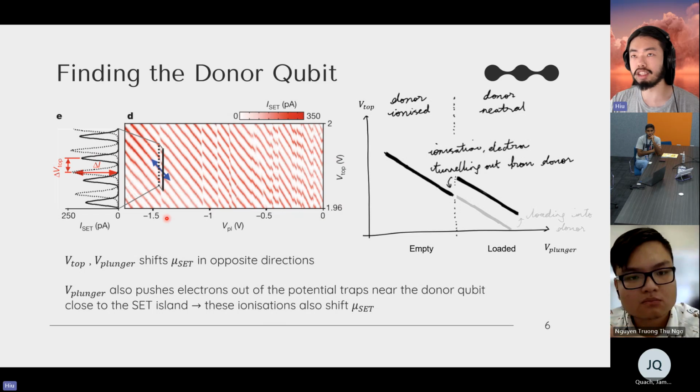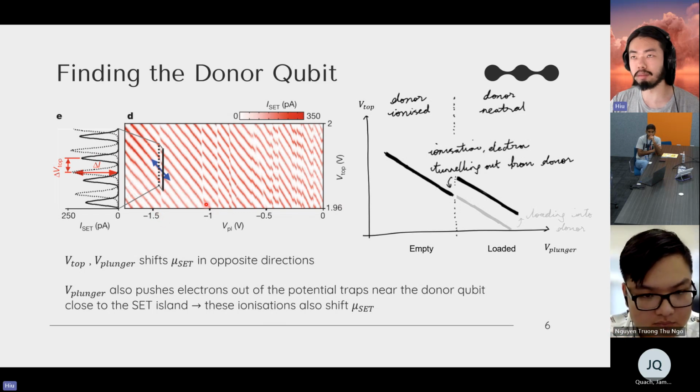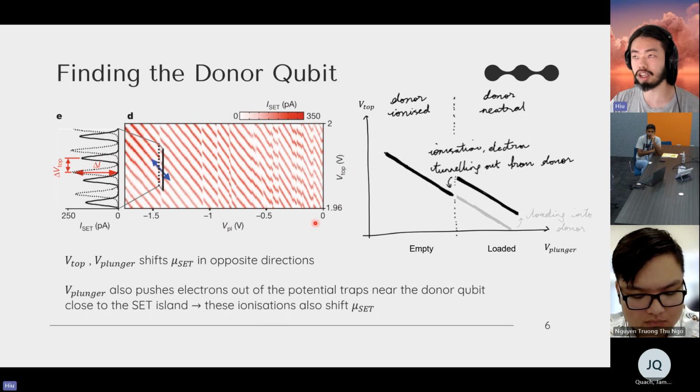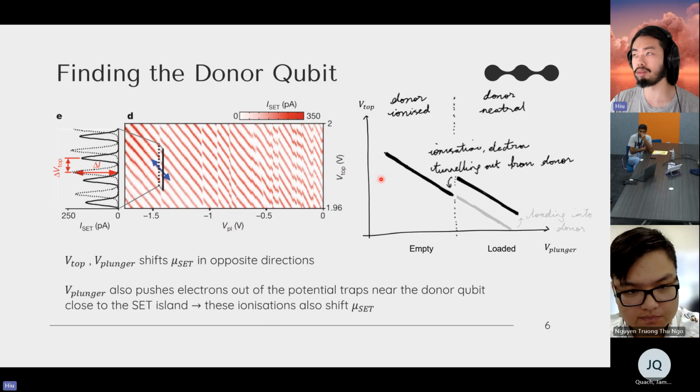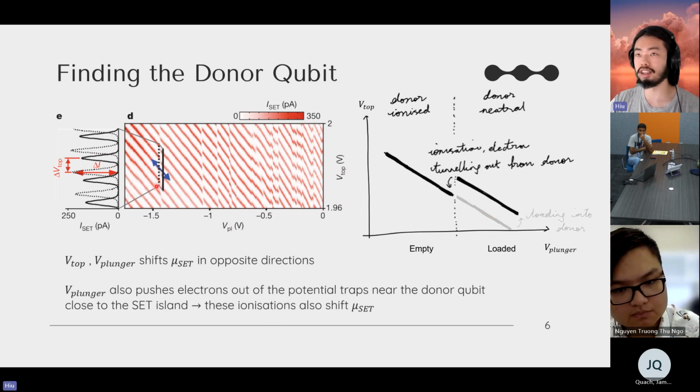And we find this to be the qubit electron, because it has a very big break, as compared to these little breaks, which we know are the electron traps. The way we shift into the empty phase and the loaded phase is by simultaneously controlling the plunger voltage and the top voltage to stay along the current peak. So we go from the ionized donor qubit, which is empty, and as we move down and along, at some point an electron will load into the donor qubit, and you see a break, and that's why it looks like that.